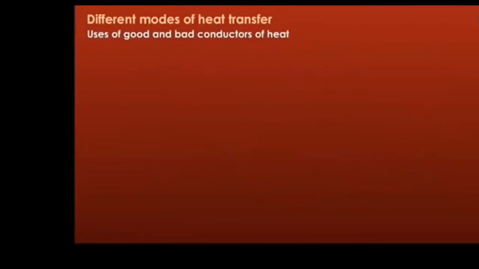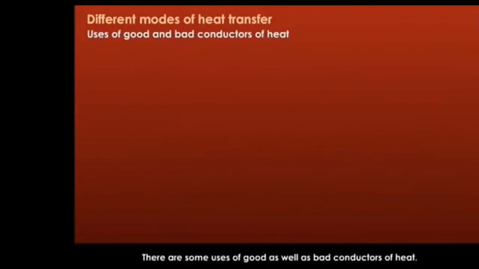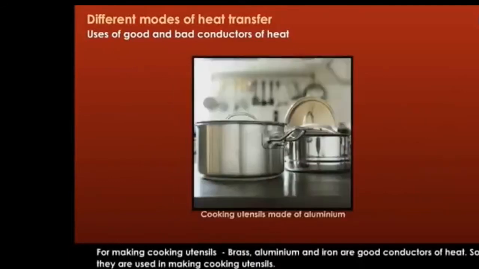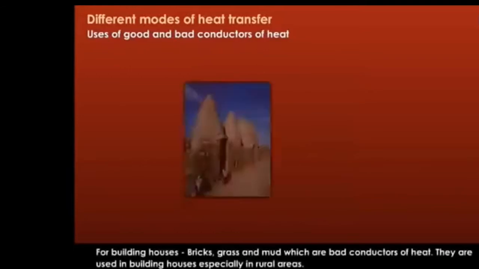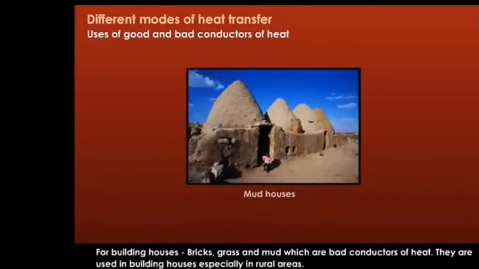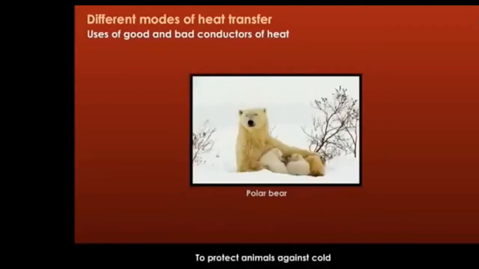Now we will discuss the uses of good and bad conductors of heat. There are some uses of good as well as bad conductors of heat. Brass, aluminium and iron are good conductors of heat, so they are used in making cooking utensils. Bricks, grass and mud, which are bad conductors of heat, are used in building houses, especially in rural areas, to protect us from the warm climate.